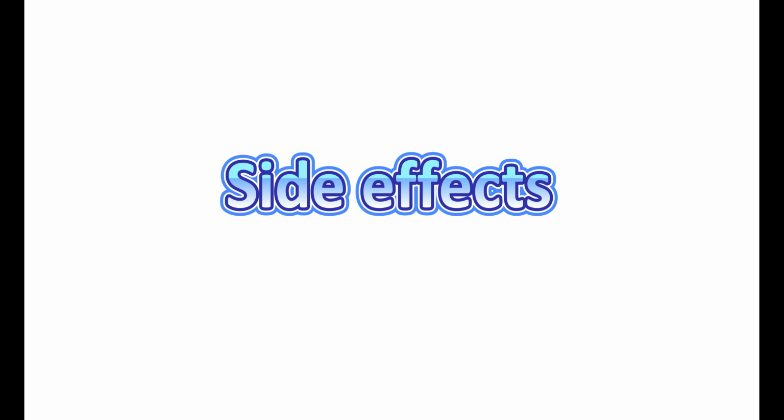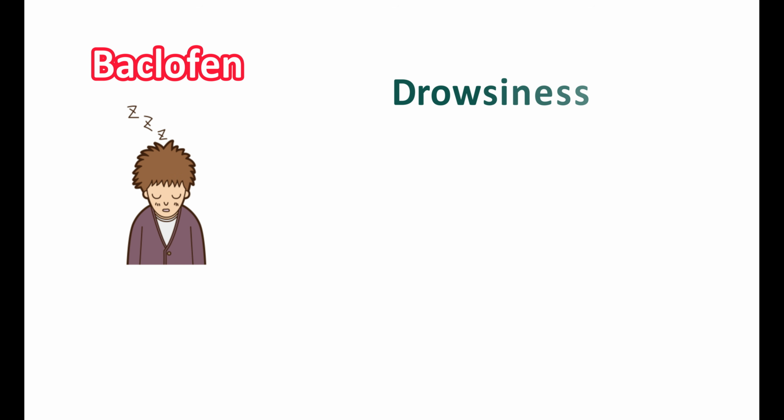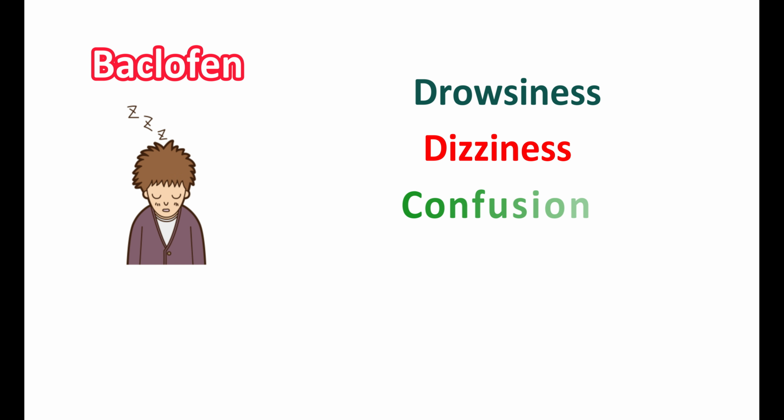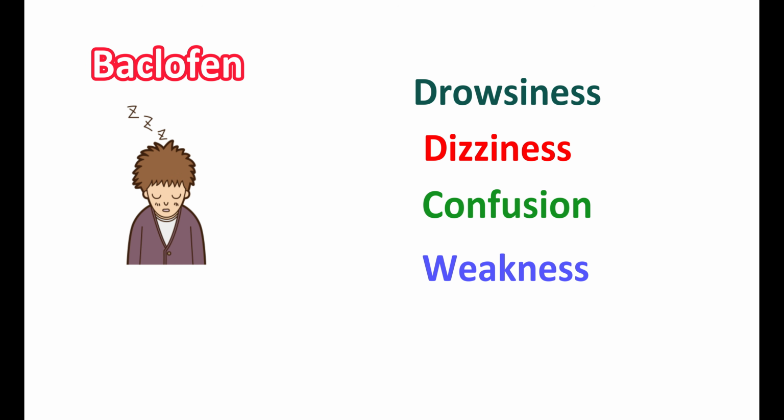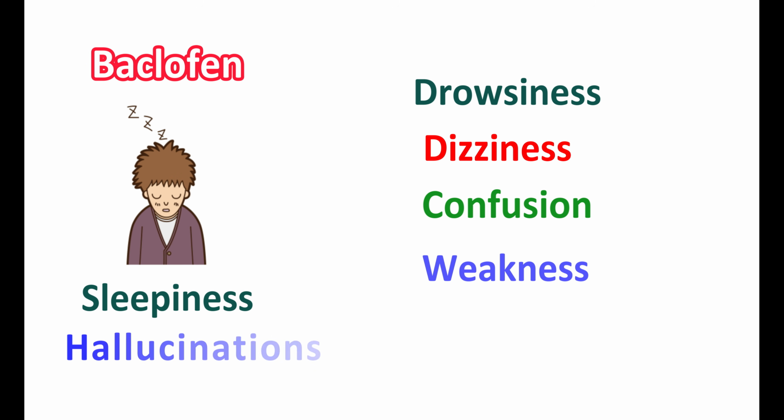Now let us see the side effects of this medication. The important side effect of baclofen is on the central nervous system. It can produce some drowsiness, dizziness, confusion, and weakness. It can also increase the sleepiness in the people. Baclofen can also produce hallucinations.